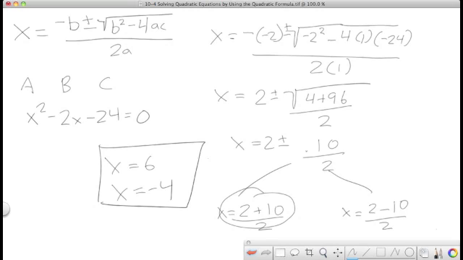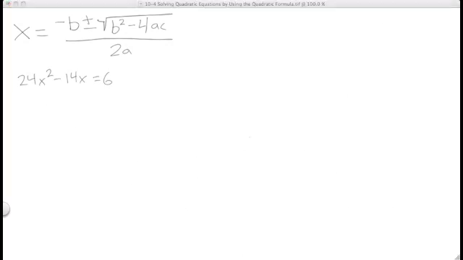So even though it looks like a long drawn out process, it should be pretty easy to use it. The hardest part is just memorizing the quadratic formula.